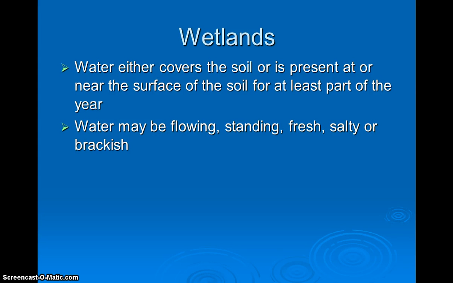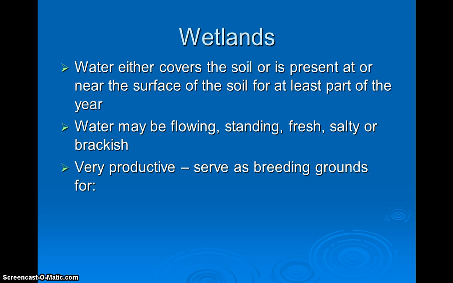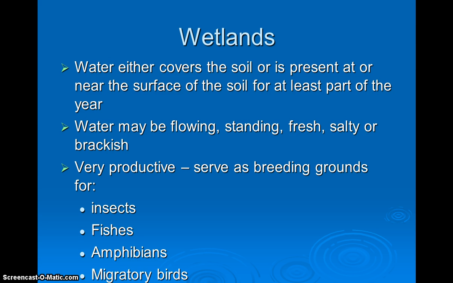Okay, wetlands are water that either covers the soil or is present at or near the surface of the soil for at least part of the year. Water may be flowing, standing, fresh, salty, or brackish. It's very productive. It serves as breeding grounds for insects, fish, amphibians, and migratory birds. Migratory birds are just birds that migrate.